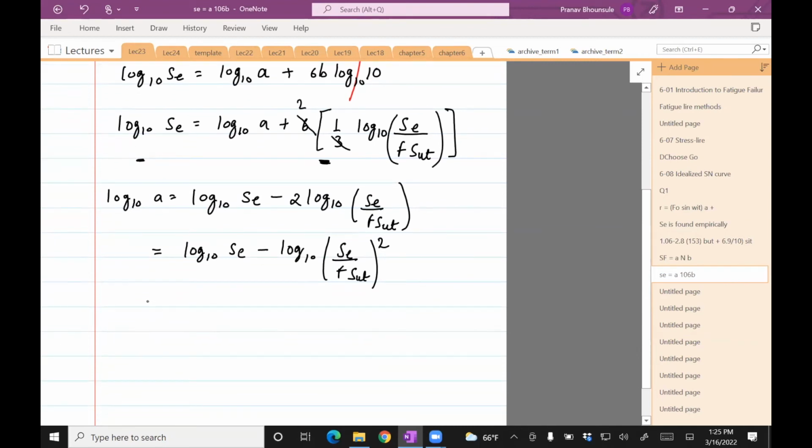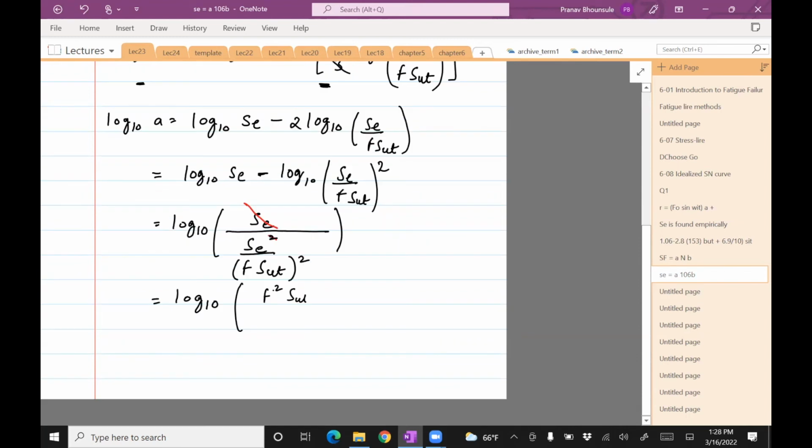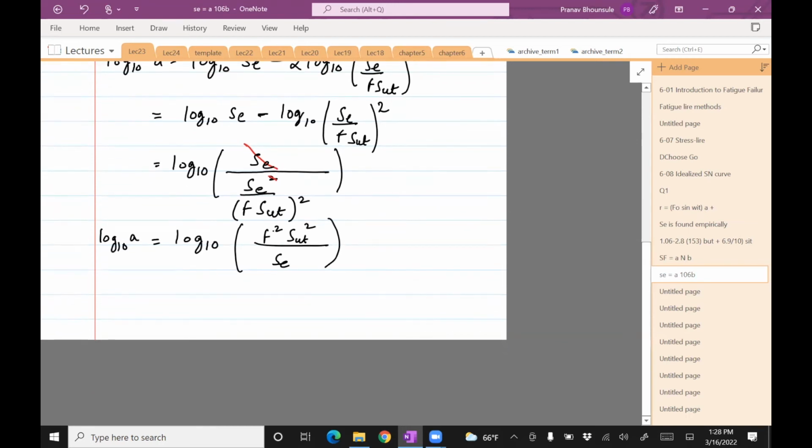And then if you have log A minus log B, you can combine them by dividing one by the other. So this would be log 10 A equals log 10 of F squared SUT squared divided by SE. If you have logs on both sides, you can take the anti-log of both sides to get A equals F squared SUT squared divided by SE. So that's it. We were after this expression, we got it.